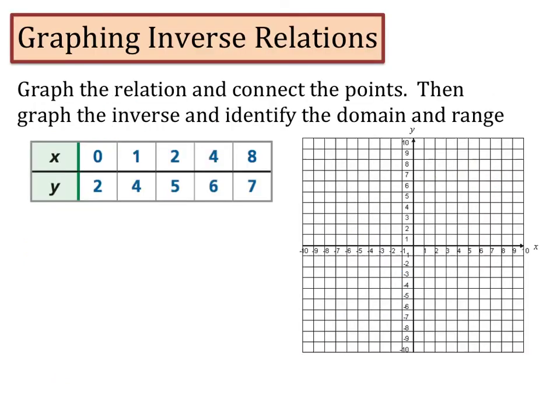In the previous example, we were given a function and we had to switch the x and y's to find the inverse of it. Now here we're just given a relation, which is basically a set of data points, and we're doing the same thing. We're graphing the inverse of it, but the idea is still the same. If this is our original relation, to find the inverse of it, all we need to do is switch x and y. So I'll graph the relation first and then switch the x and y and graph the inverse.